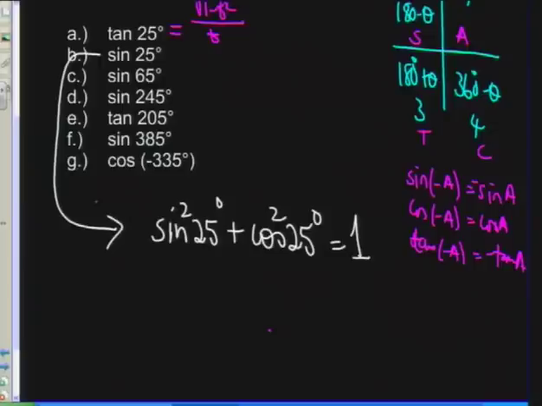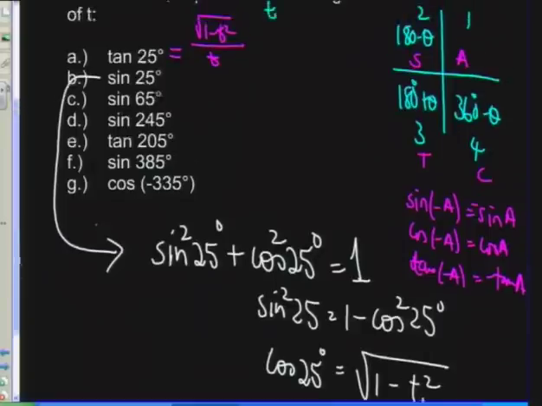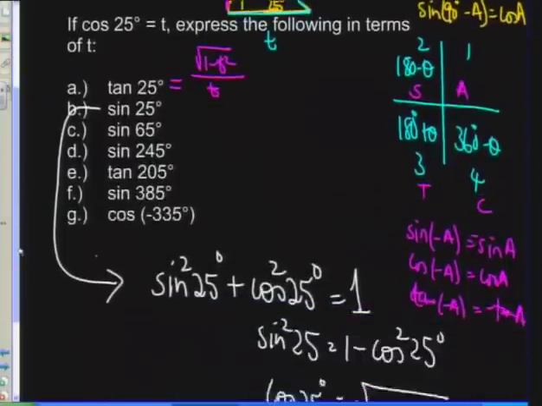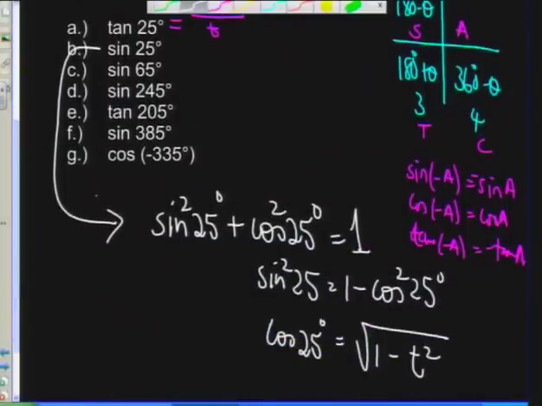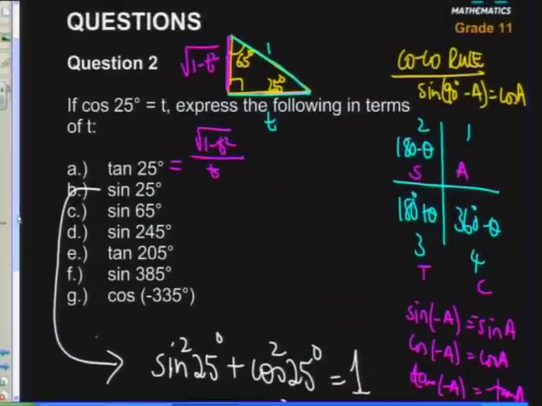So if they've told us that cos 25 is equal to t, then sine squared 25 is going to equal 1 minus cos squared 25. And in that way, the sine of 25 is equal to the square root of 1 minus t squared. Now, if you remember from our diagram, this should be sine, so we've got the sine of 25. On our diagram, we saw that sine of 25 was opposite over hypotenuse, so it's the square root of 1 minus t squared.